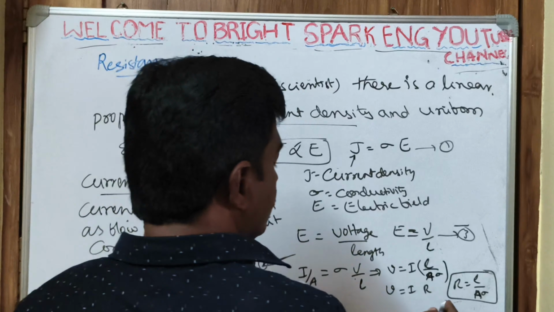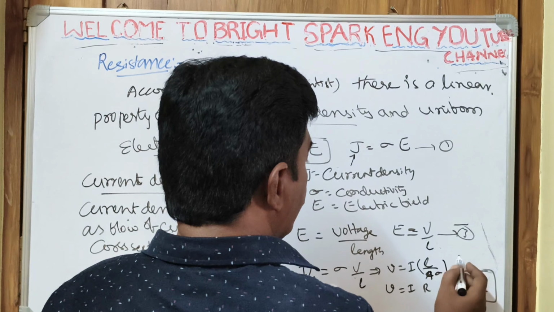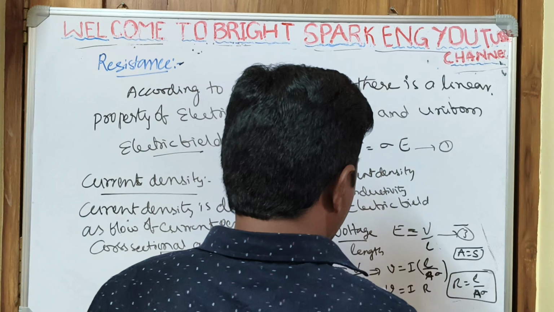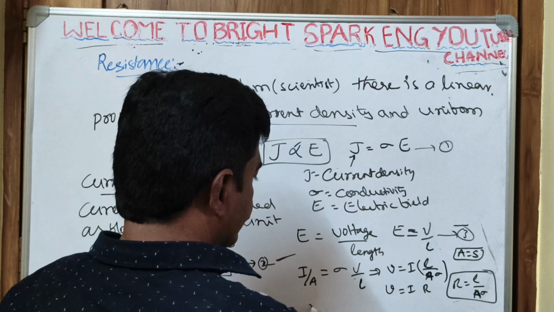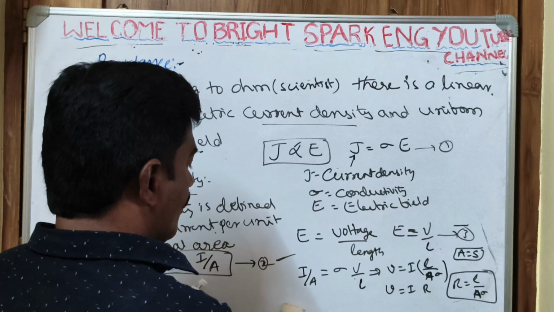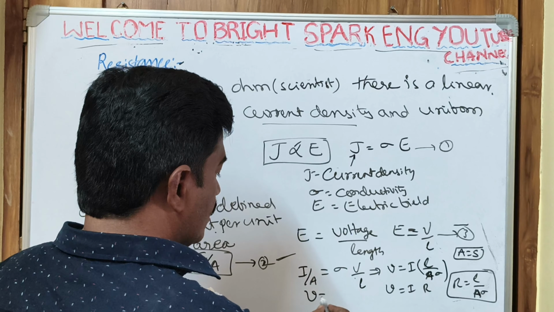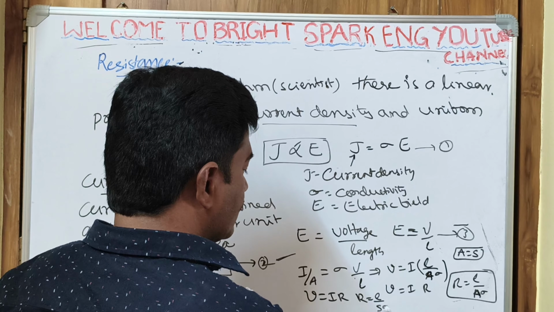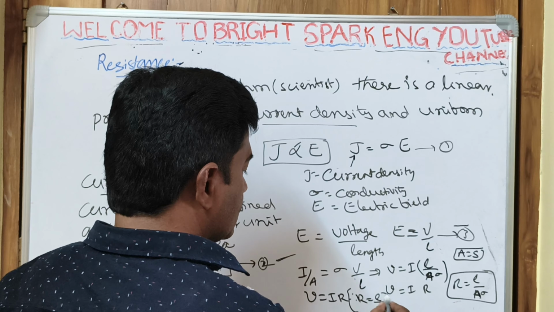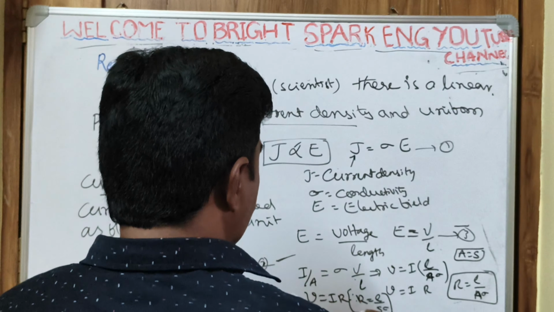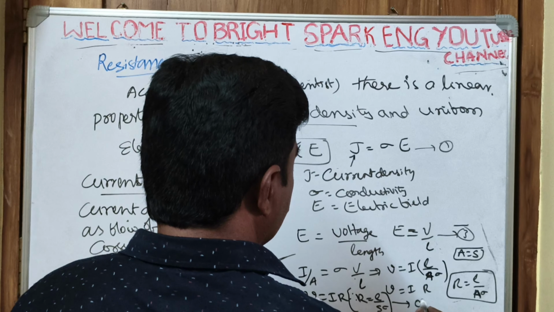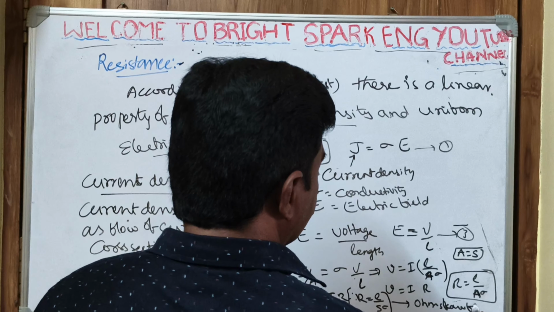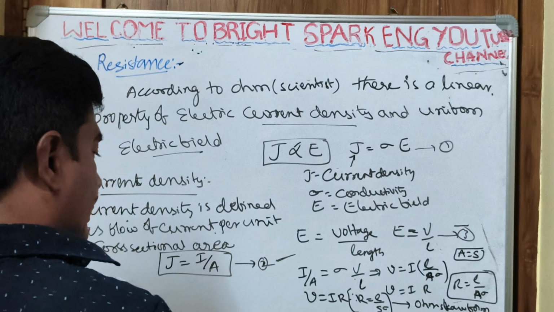Okay. In some books area is denoted by S. So V is equal to IR, where R is equal to L by S into epsilon. In some books that is called V equal to IR. This is also one form of Ohm's law.